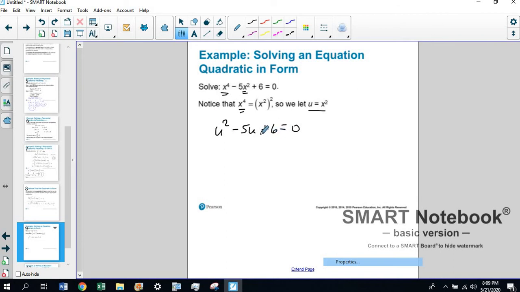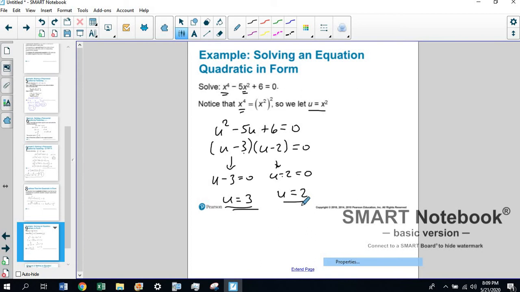Okay, and then how would you solve this? How you would solve this is you factor it. u minus 6, or excuse me, u minus 3. It's a plus there, u minus 3, u minus 2. This tells you that u minus 3 equals 0. This tells you that u minus 2 equals 0. So u equals 3 and u equals 2, which is great, except here's the thing, it's not about you, right?